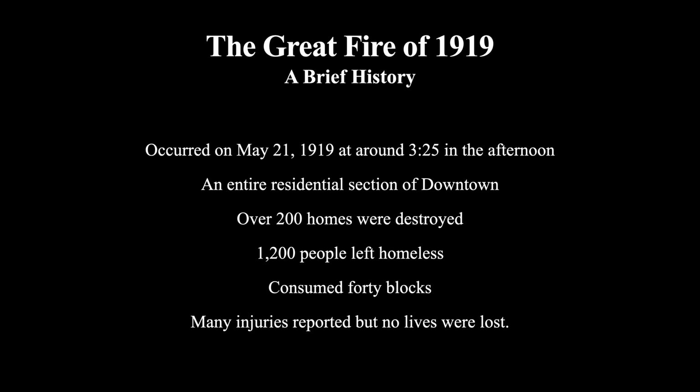So, giving you a brief history, the Great Fire of 1919 in Mobile, Alabama occurred on May 21st, 1919 at around 3:25 in the afternoon. An entire residential section of the downtown portion of the city was leveled, only brick chimneys still erect. Over 200 homes were destroyed, with over 1,200 people left homeless. The conflagration consumed 40 blocks. There were many injuries reported, but no lives were lost.